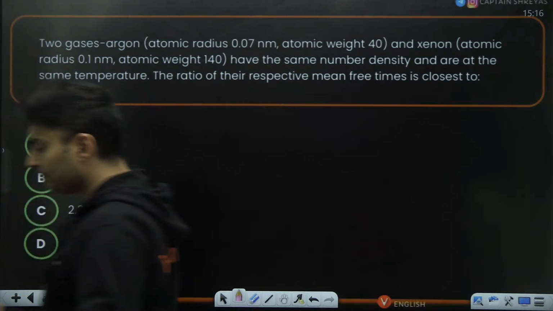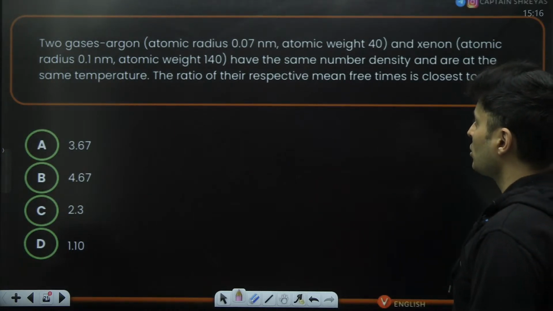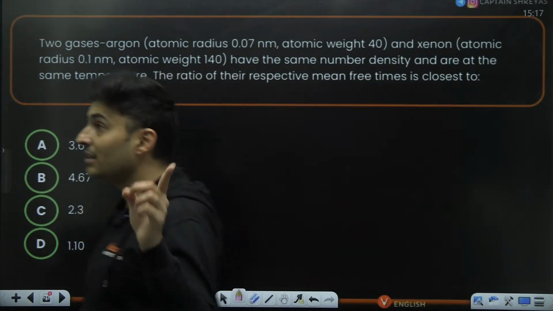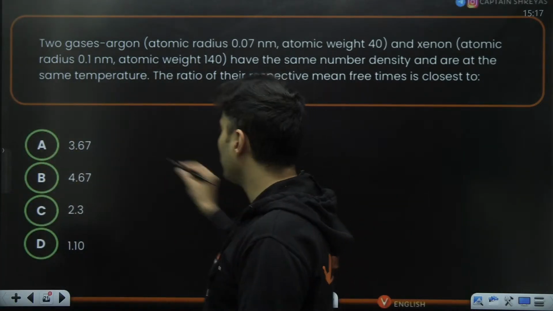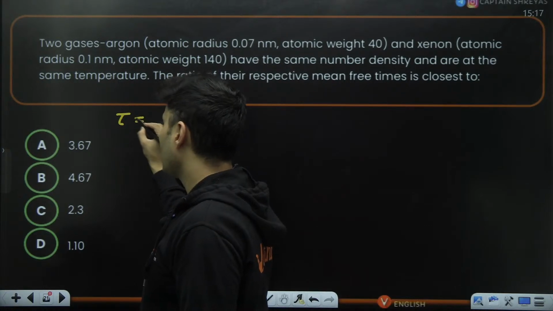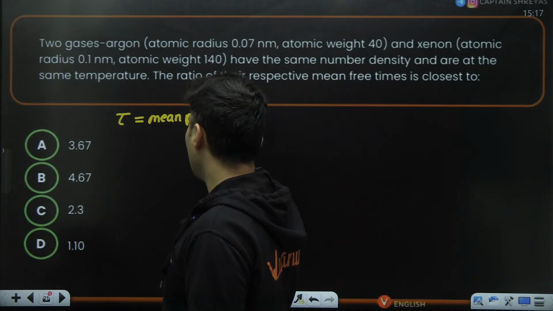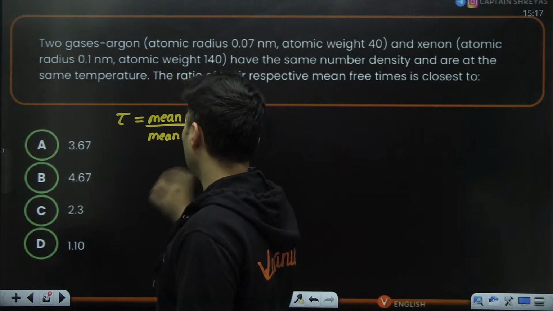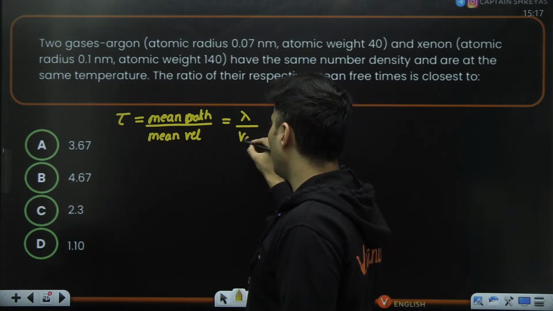Okay, perfect. So two gases, with atomic radius and atomic weight given for xenon and the other, have the same number density and the same temperature. The ratio of the respective mean free times. Mean free times, how is it even related? So here is what we'll do. The mean free time, time is distance by speed, will be mean free path by the mean velocity. Time is distance by speed. Mean free path lambda and mean velocity average.